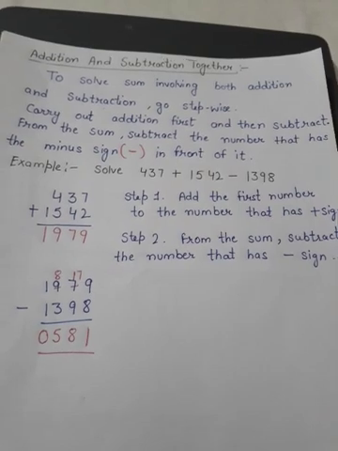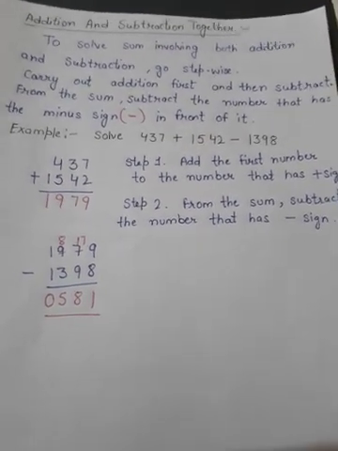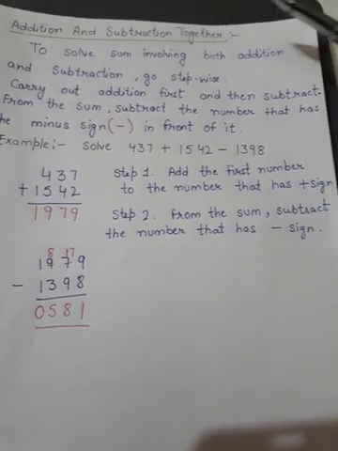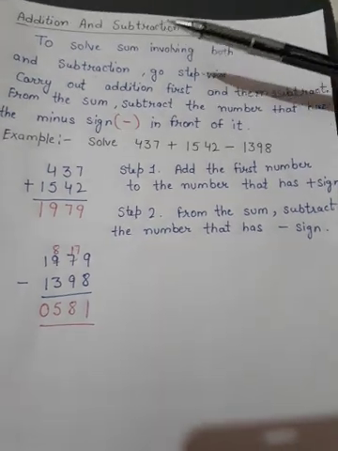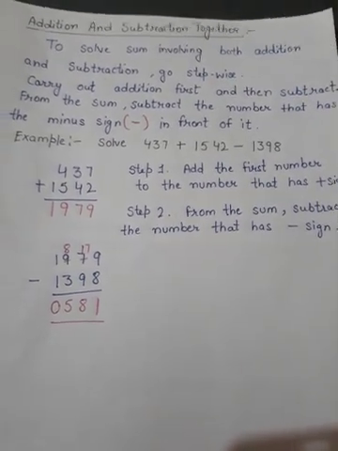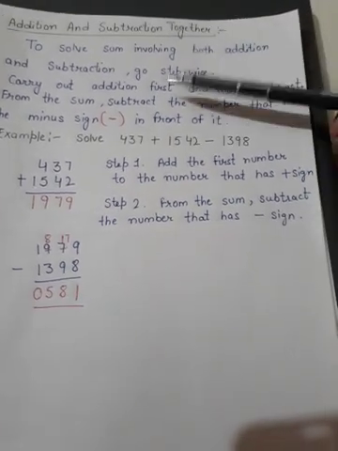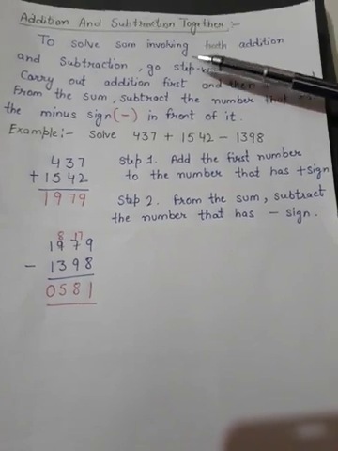Yeah, till 2.7 we have done, and today we have to start exercise 2.8, right? Before that, I want to explain what we have to do in this exercise. Firstly, it is addition and subtraction together, right? Earlier we have done separate addition and separate subtraction, right? Now we have to do both things together.